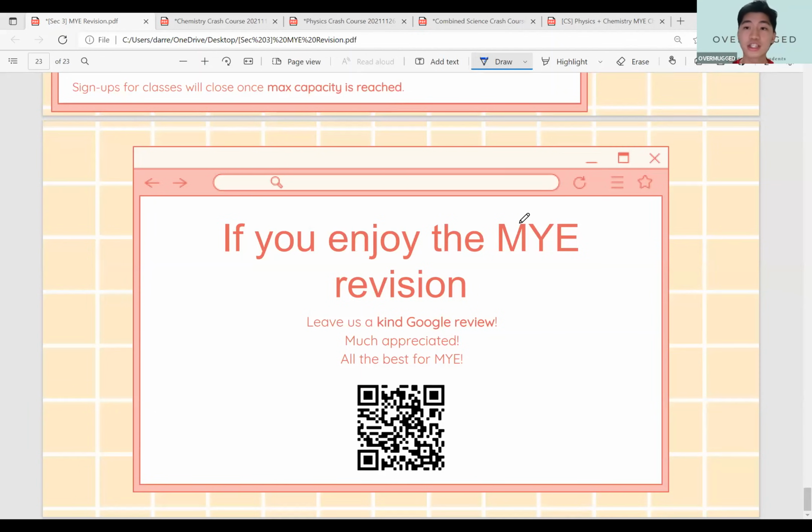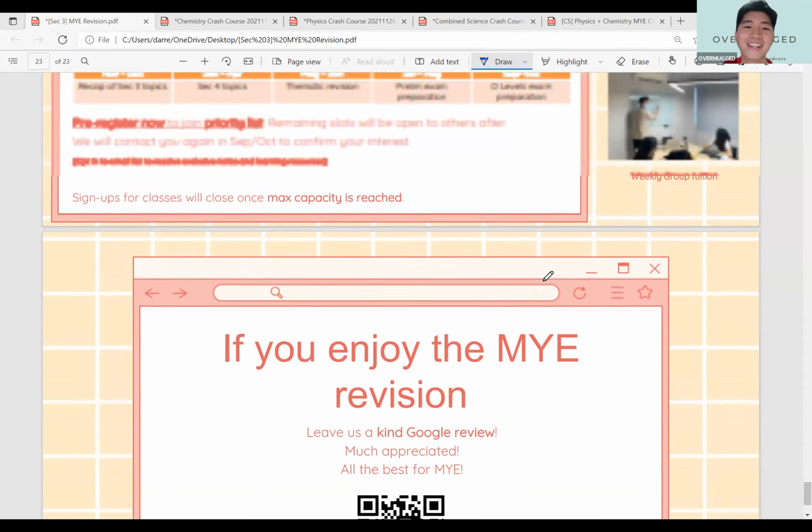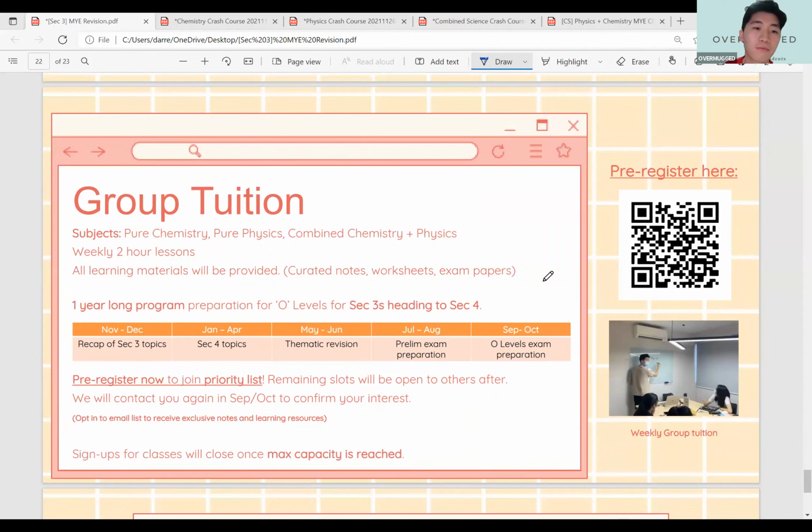Yes, I'll be the one teaching the chemistry and physics crash courses. Those I think are a little bit more for Sec 4s heading to O-levels. But yes, it's me. If it's chemistry and physics, it's me, guys. Okay, so do sign up.